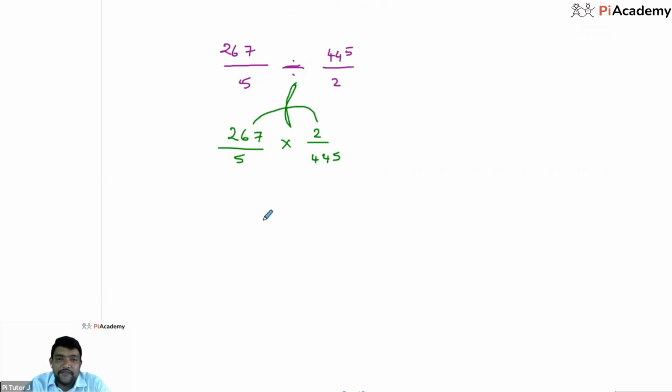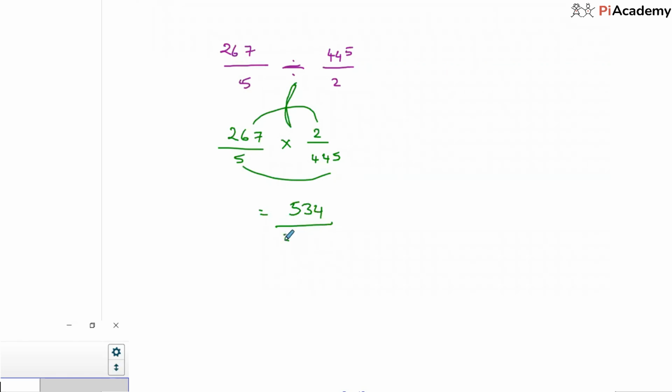Now let's multiply 267 times 2. This is 534. And 5 times 445 is, how much is that, Hina? It is 2225, right? So now you can divide this using your calculator. It is 534 divided by 2225 is 0.24. You see that? Makes sense, Hina? Yeah, thank you. Wonderful. Good. Let's go to the next question, guys.